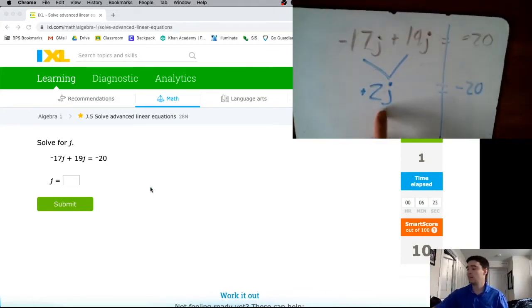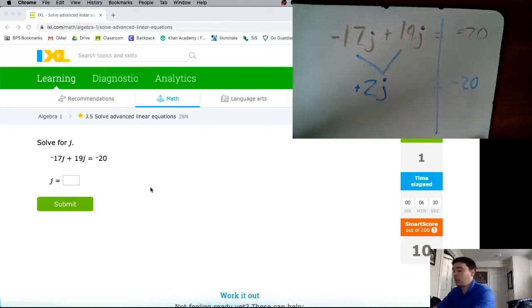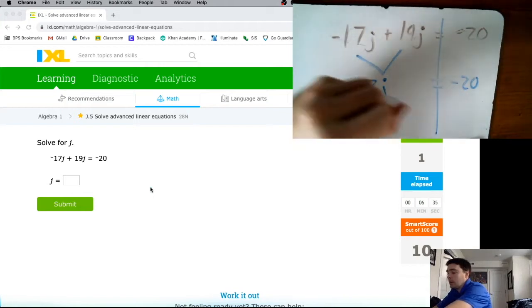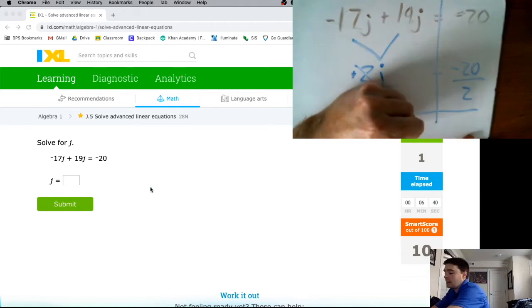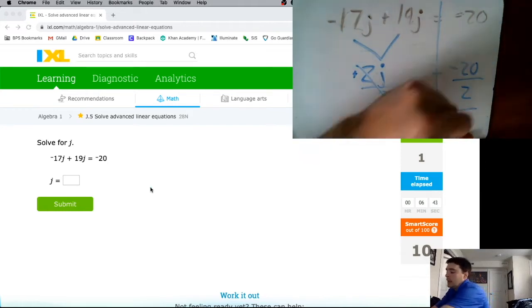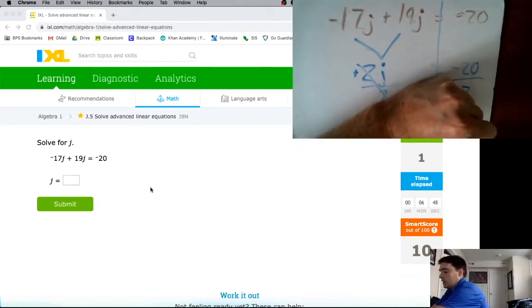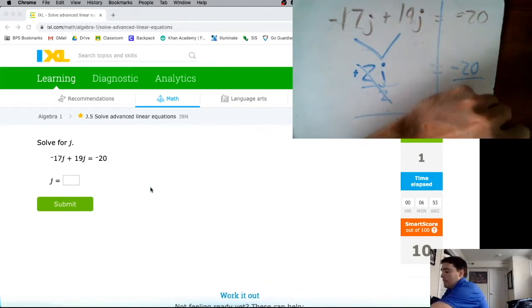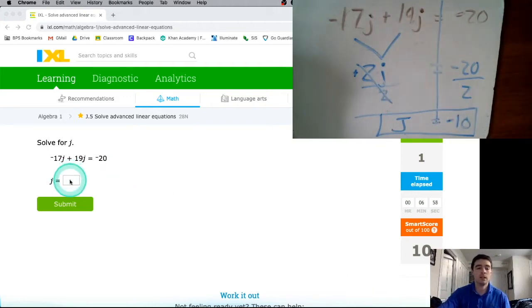And if 2 times j equals negative 20, some of you may be able to solve that by inspection in your head at this point. That's great. I'm going to divide both sides of my equation by 2, because the opposite of multiplying by 2 is to divide by 2. By dividing by 2, I get the j isolated. I get it all by itself. And negative 20 divided by 2, a negative divided by a positive is a negative. And 20 divided by 2 would give me 10. So that's how I'm arriving at j is equal to negative 10 here.